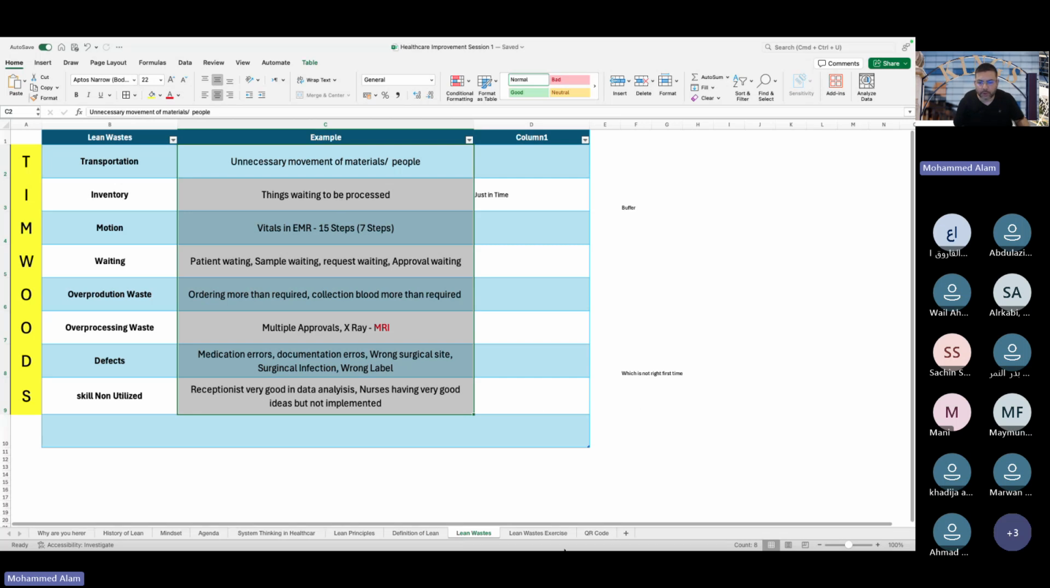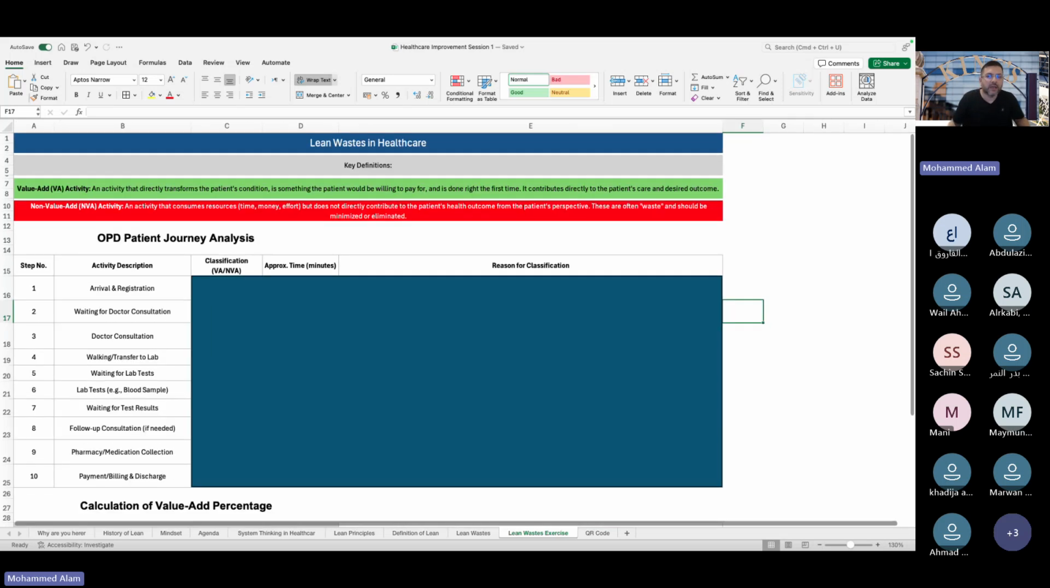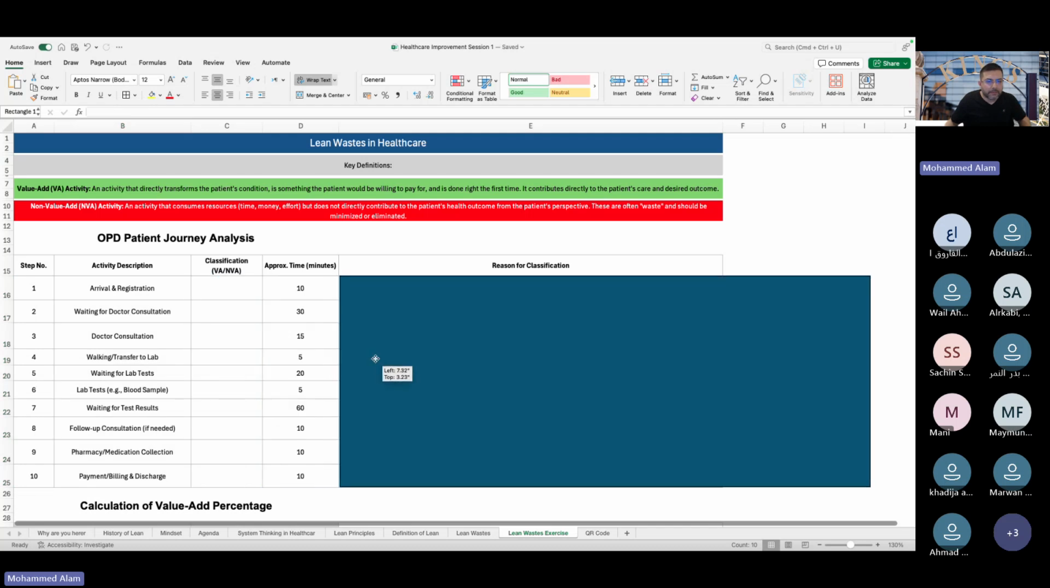So I just want to do a quick exercise now. It will take 5 minutes. Sorry, it took a little bit more. A session is supposed to be 60 minutes. So let's assume there's an OPD patient and we'll classify all these steps into value-add and non-value-add time. Let's say I have the times.